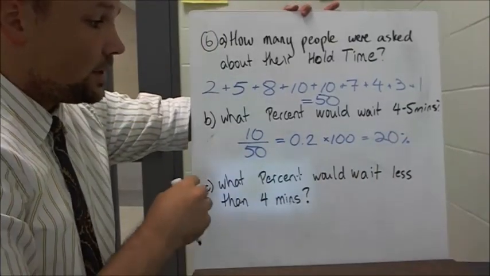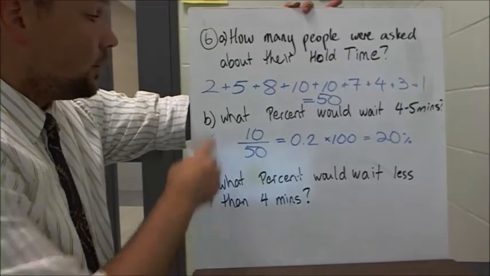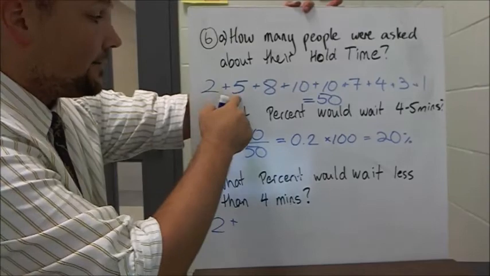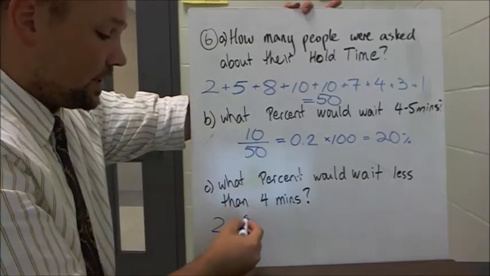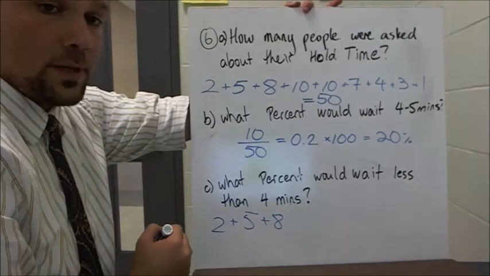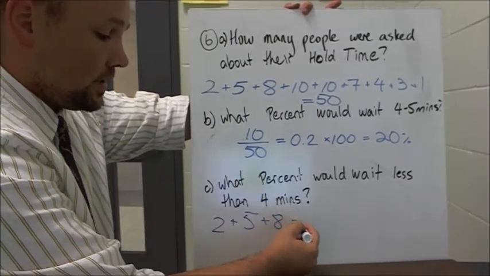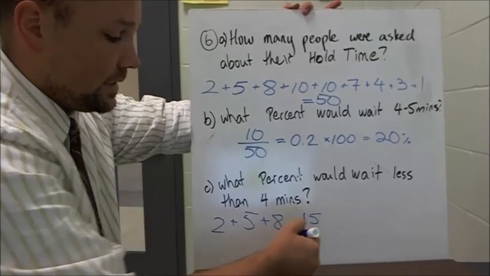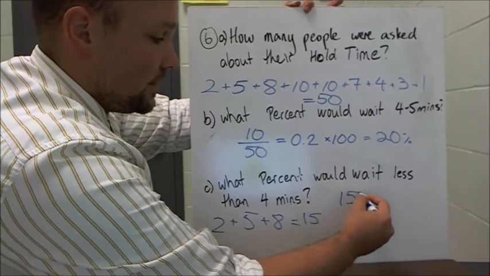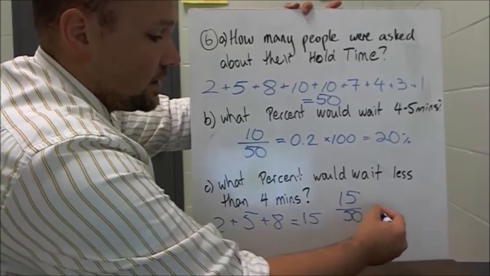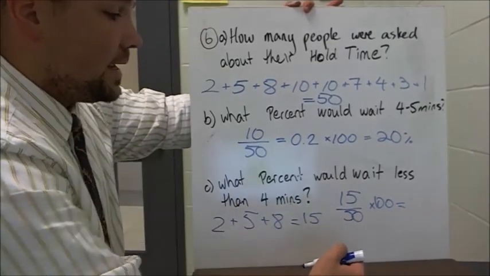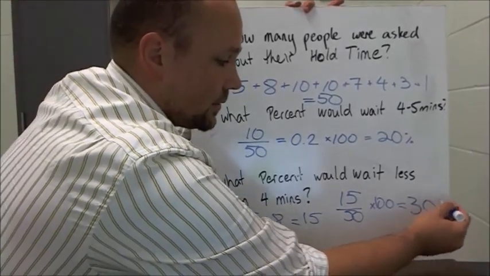What percent would wait less than 4 minutes? We had 2 people that would have waited 1 to 2 minutes, 5 people that would have waited 2 to 3 minutes, and 8 people that would have waited 3 to 4 minutes. All of those are less than 4, so that total is 15. To make it into a percentage, all we have to do is 15 divided by 50 times 100, and that gives us the answer of 30%.